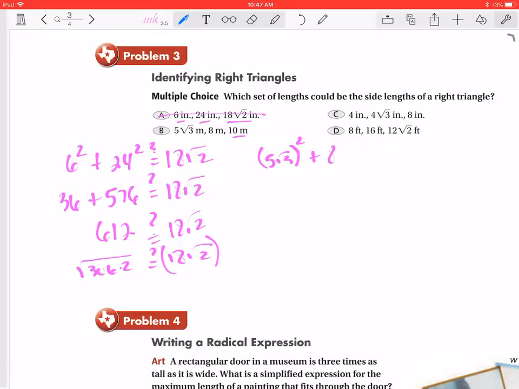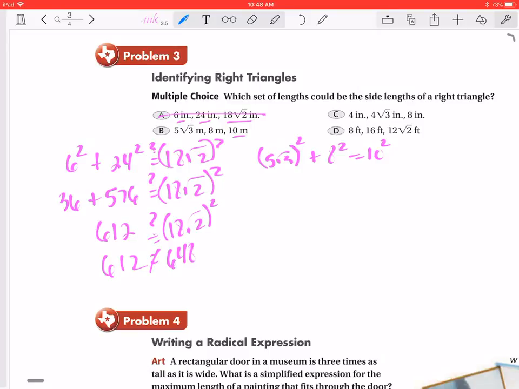Nope. Let me clarify that. This value here, we didn't even have to do down here. If I took 18 square root of 2 squared, that would have been 648. 612 does not equal 648, so that tells us our answer right there. I should have clarified that it should have been squared each time.